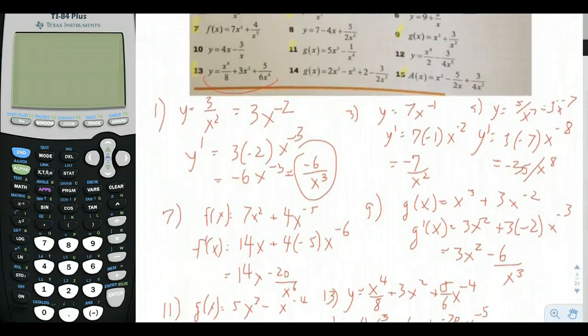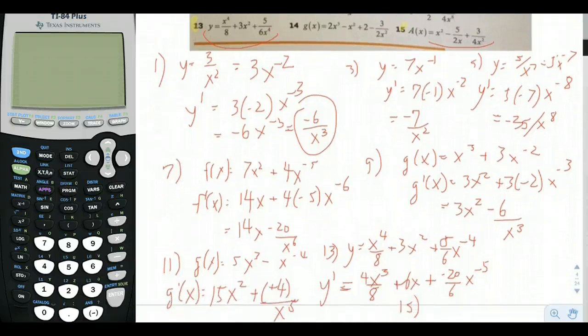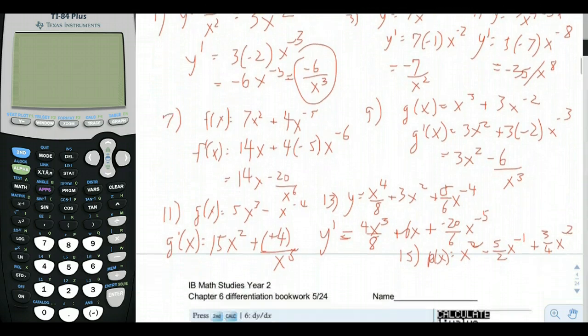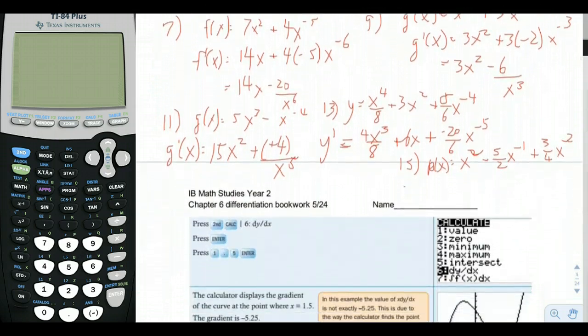So 15 is here: x squared minus 5/2 with x in the denominator plus 3 over 4x squared. So I'm going to rewrite that with all the exponents in the numerator. So I'm going to have x squared minus 5/2 x to the negative 1 plus 3/4 x to the negative 2. And then I'm going to take the derivative of that, dA dx. You notice that in the denominator I put the name of the variable. Okay, so in this case it's x.